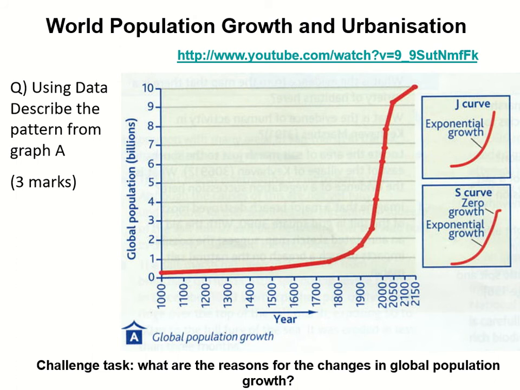Okay, so I'd like you to think about as well, if you found that easy, challenge yourself. Try and think about reasons for those changes in global population growth. Why, around 1800 to 1900, did it start to really rapidly increase? What major event might have happened around then, which we've already kind of mentioned a little bit? Why might it start to tail off towards the end? Okay, I'll let you think about that and then get back to me via email if you wish.